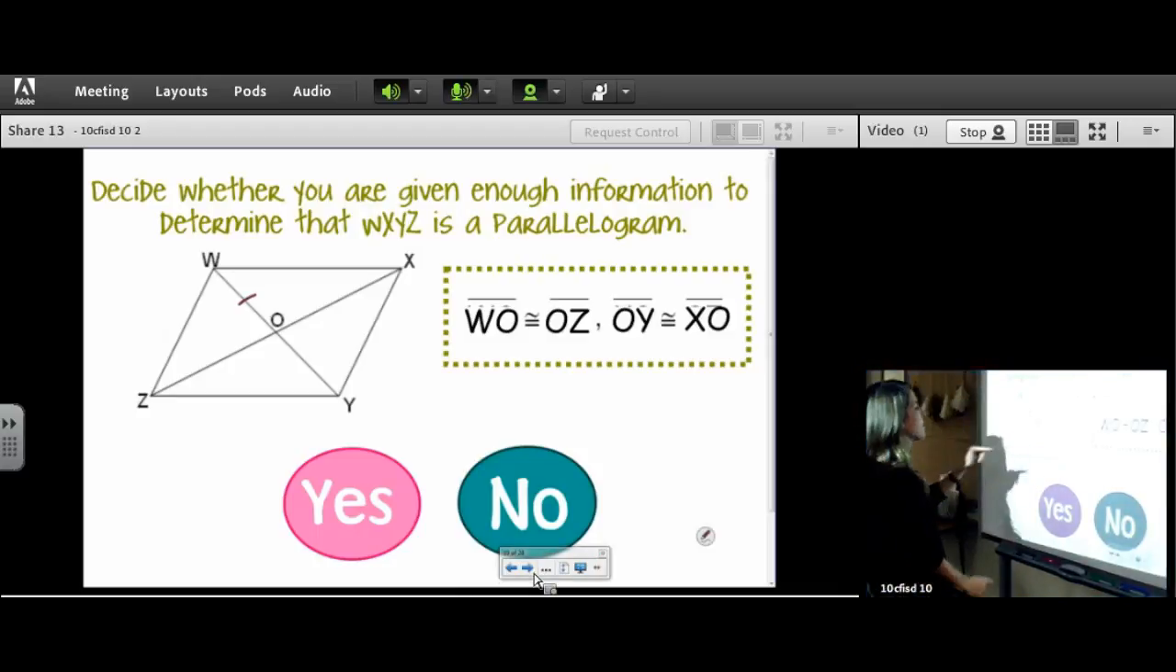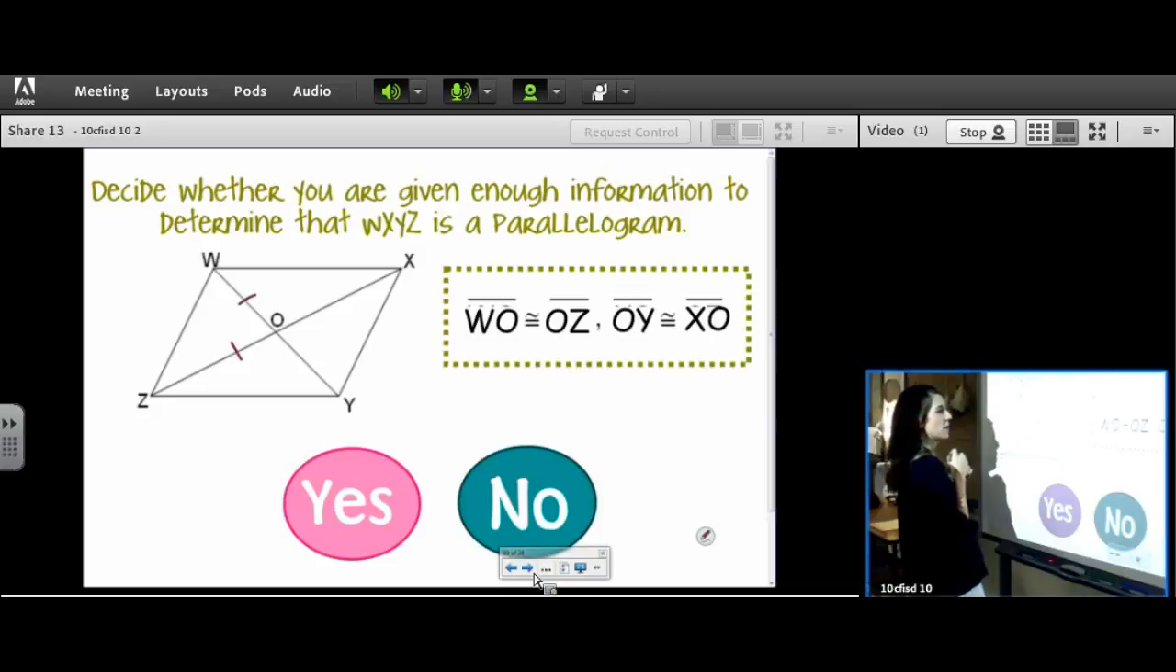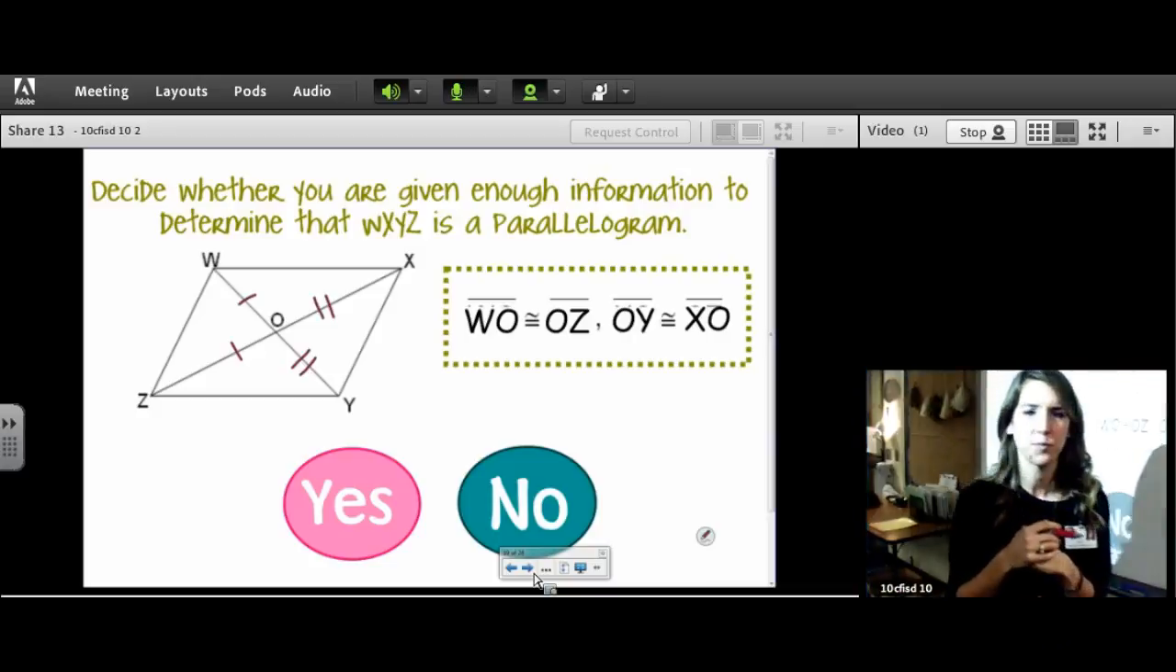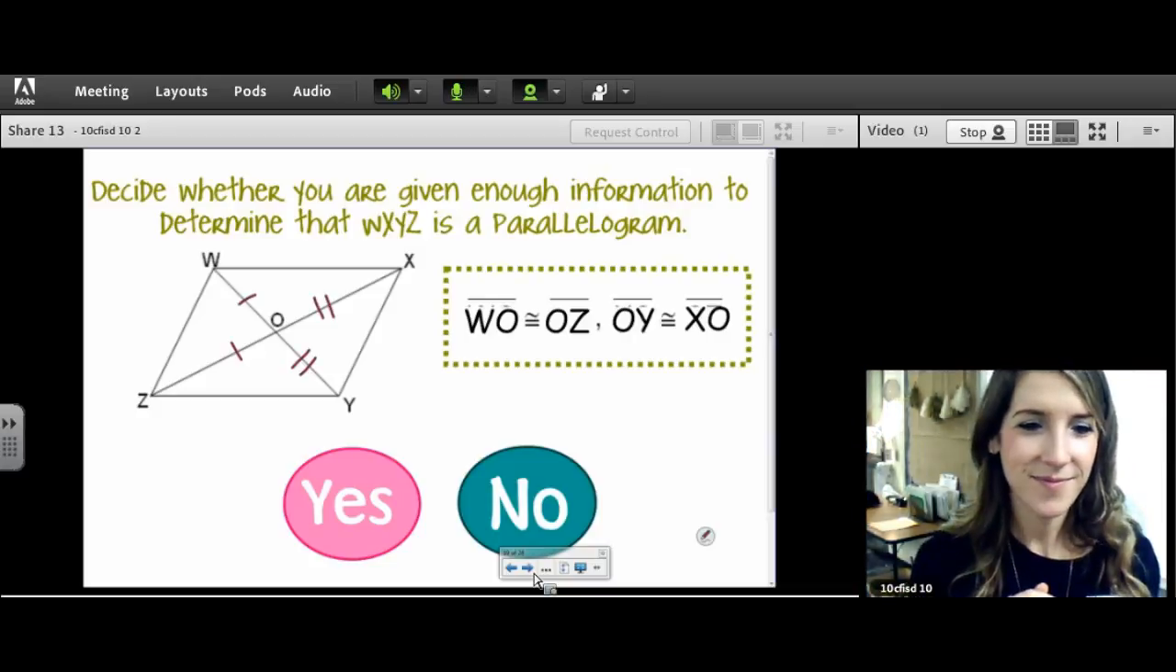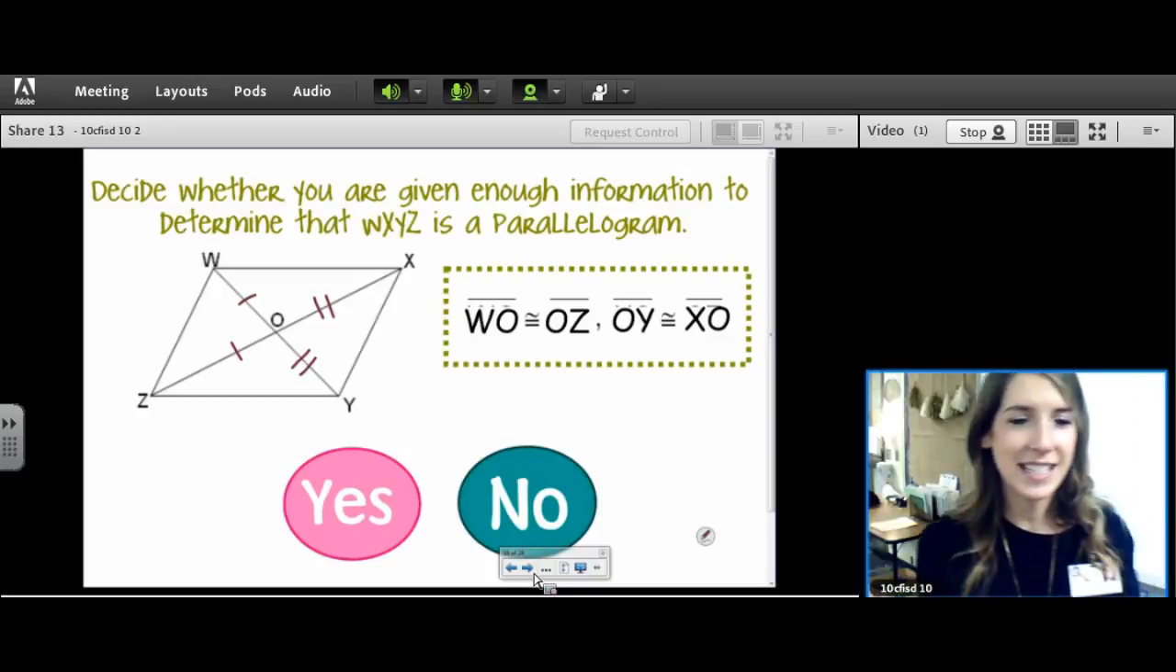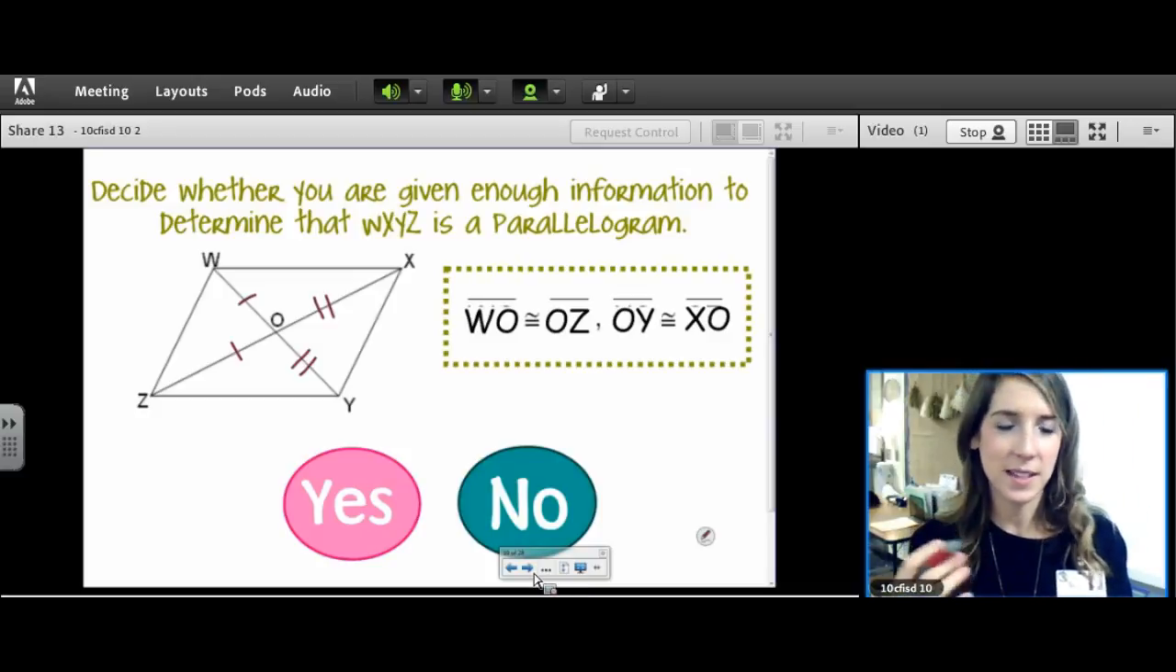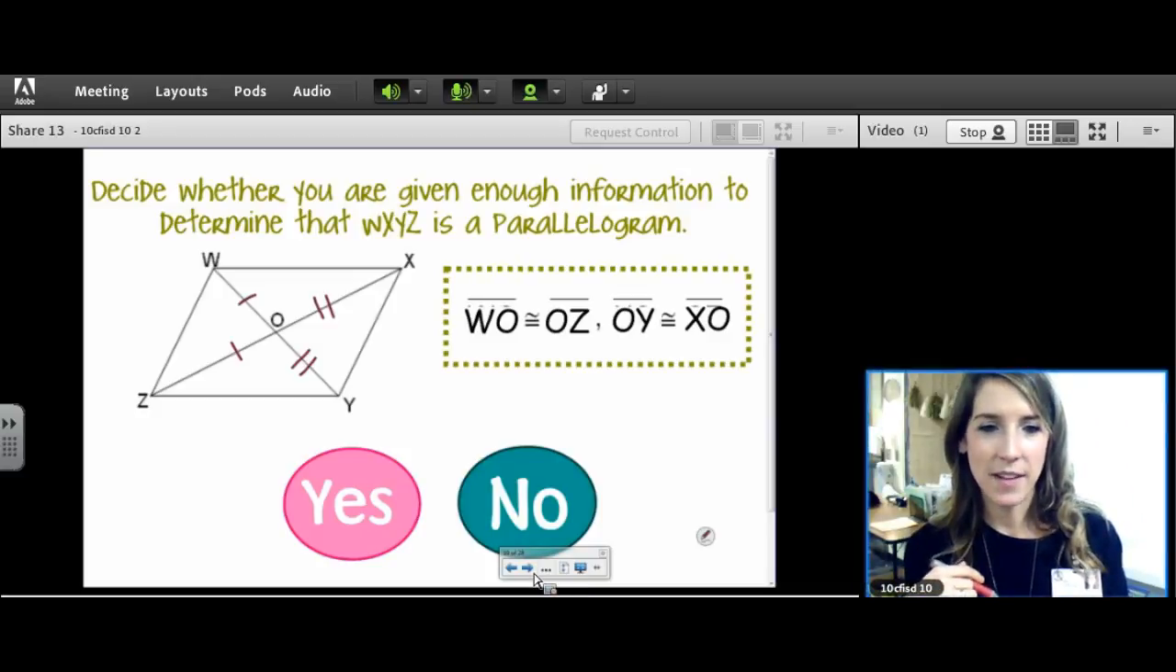Sorry. WO is congruent to OZ. OY is congruent to XO. Remember I said we're gathering evidence to see if it's guilty of being a parallelogram. That's why I said, let's see what evidence we've gathered. Okay, what do you think?